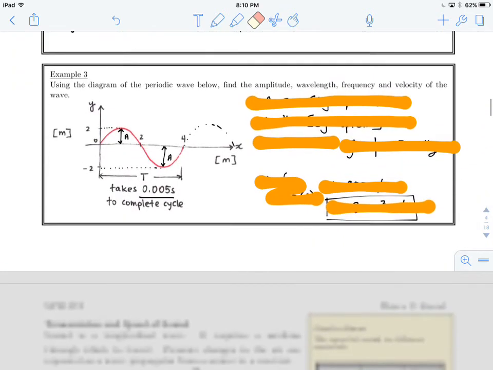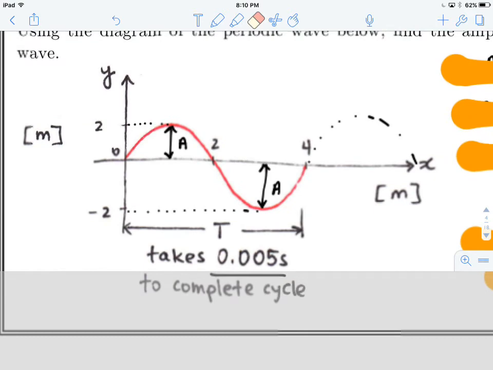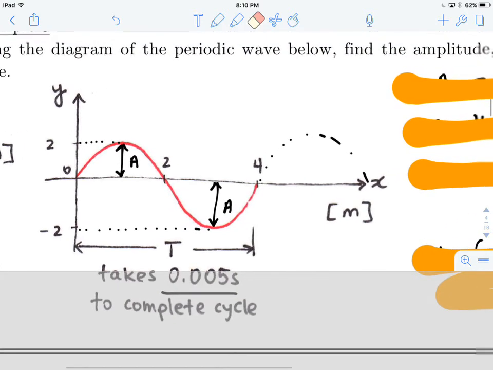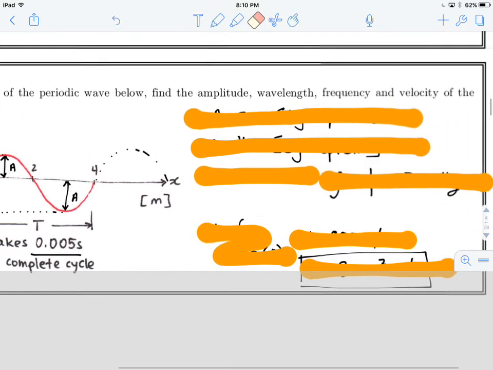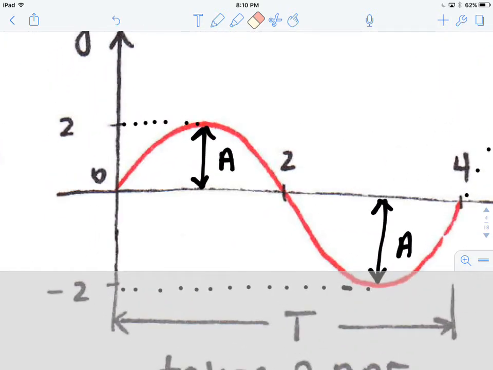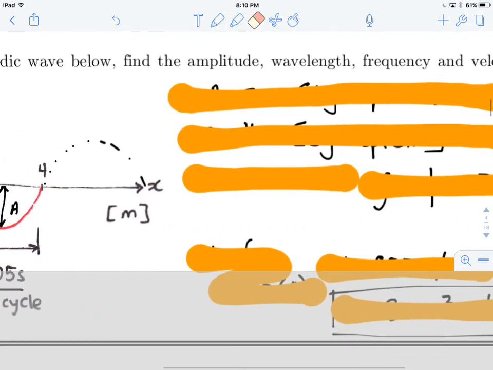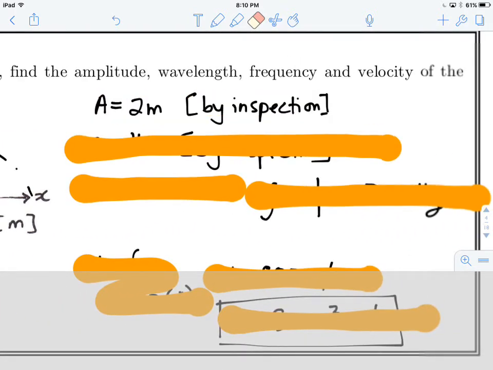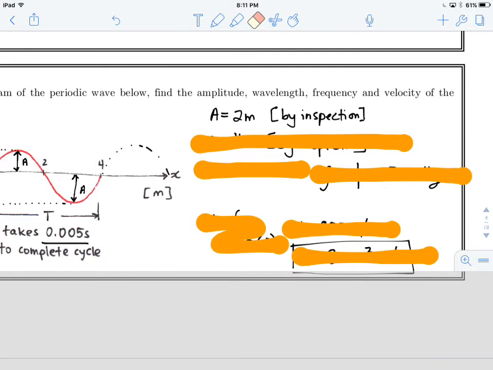All right, example 3. Using this diagram of a periodic wave, solve for the amplitude, the wavelength, the frequency, and the velocity. We're going to start with the things that we can solve simply by looking at it. When you look at this wave, you notice that the amplitude goes up to 2, and it goes down to negative 2. So the amplitude of this wave is 2 meters, and we've solved that by inspection. We have to write by inspection so that it's clear we're just looking at the graph, so we're being very specific with our communication.